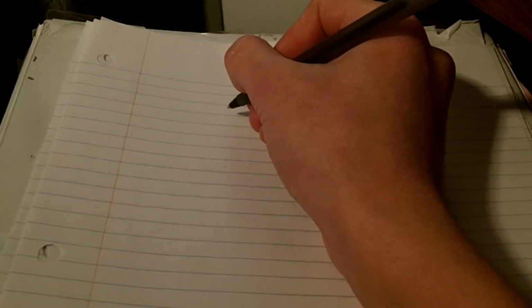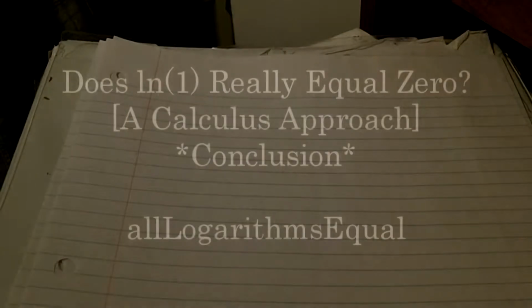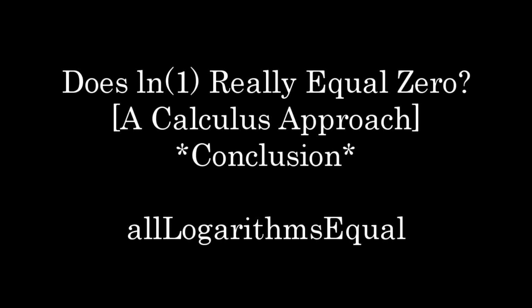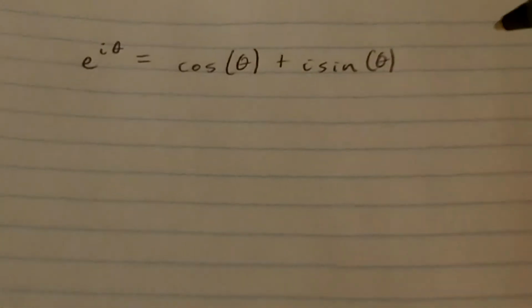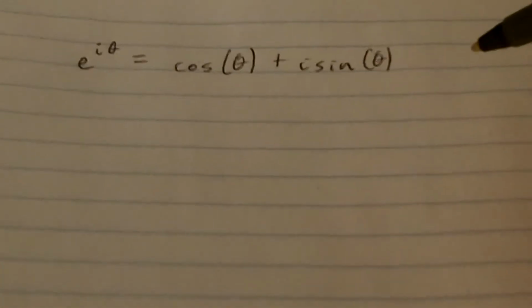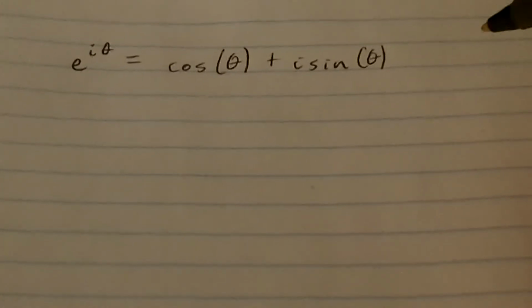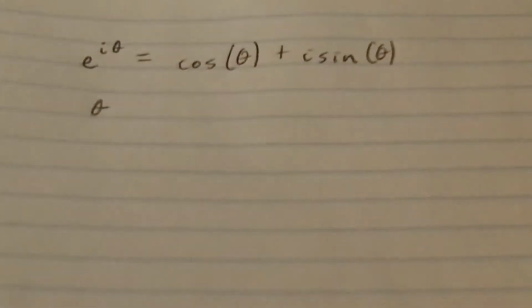So, now that we've proved Euler's formula, I'll be able to show you my main argument here. Let us just ponder this for a moment. We have e to the i theta equals cosine theta plus i sine theta. Now this is very interesting to prove, as we've seen. But let's just enter some values for theta, for our input.